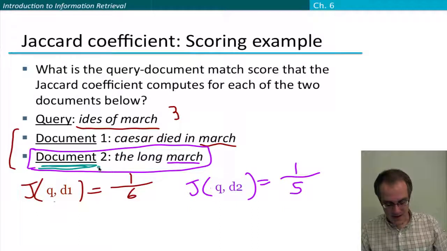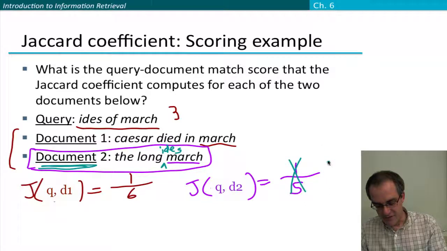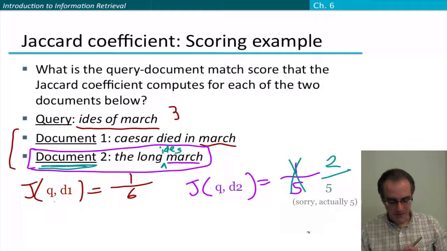But if we imagined a different example where we had the word Ides in the second document, then we'd get that the Jaccard coefficient for it is now 2 overlapping words over 6, and that maybe makes more sense to you, that you're getting more overlap, so the Jaccard score is higher. But this idea that, all else being equal, a shorter document should be preferred is a common one that we'll see again in IR models.